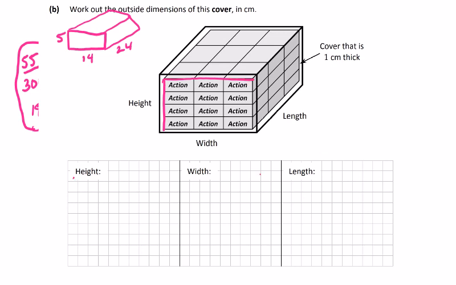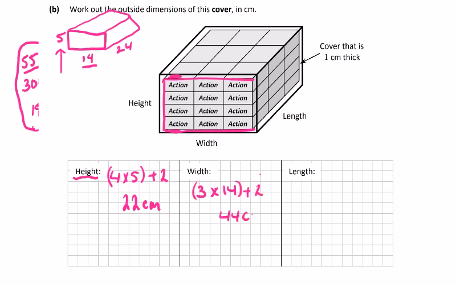So let's look at the height first. The height is going to be 4 of these 5s, 4 by 5. So write down the maths, don't just write 20. And then we're going to have to add a centimeter in here, this guy, and on top, this guy. So plus 2, 22 centimeters. Show your work. The width, we have 3 widths plus 2, 3 14s. 3 by 14 is 42. Plus 2 is 44 centimeters.